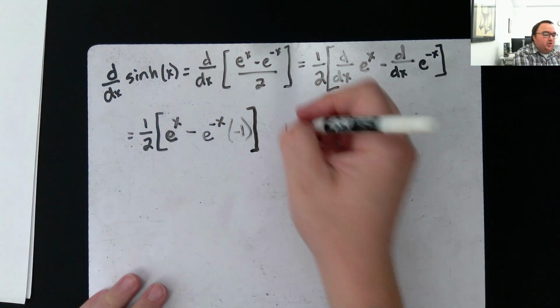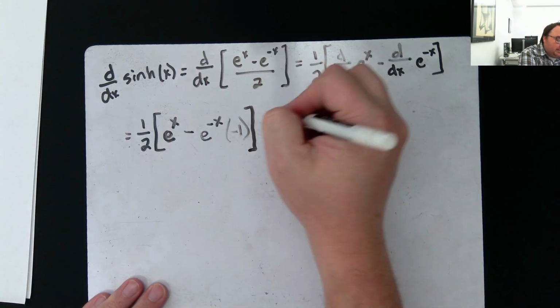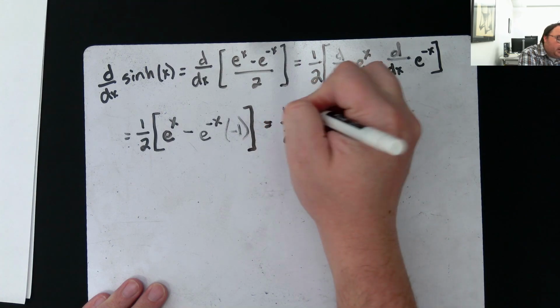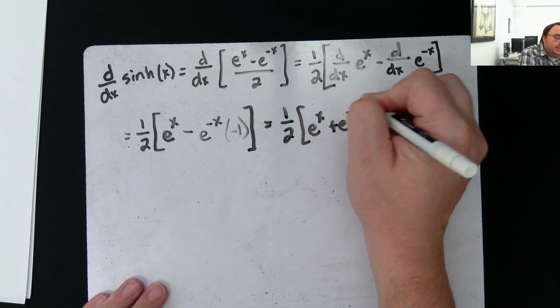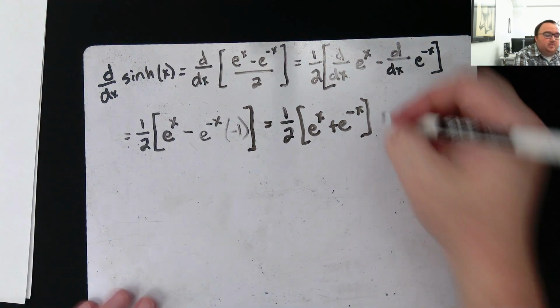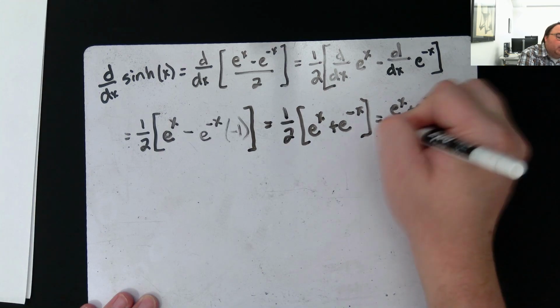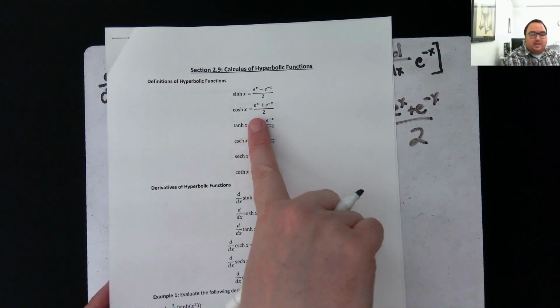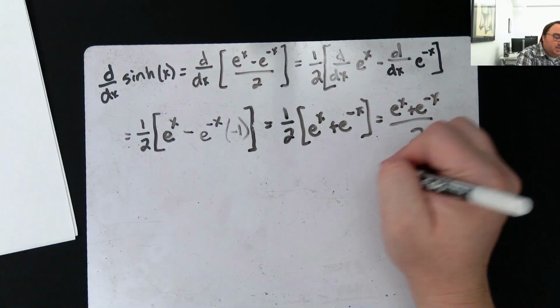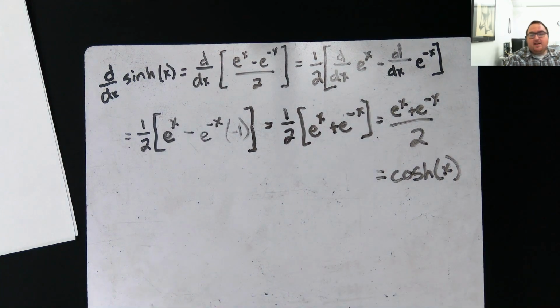So what that is going to do is, since I'm doing minus the negative 1, that's like saying plus 1. So e to the x plus e to the negative x. Since it's 1/2 times that whole thing, I can write that as e to the x plus e to the negative x over 2, which is equal to hyperbolic cosine. So the derivative of hyperbolic sine is equal to hyperbolic cosine.